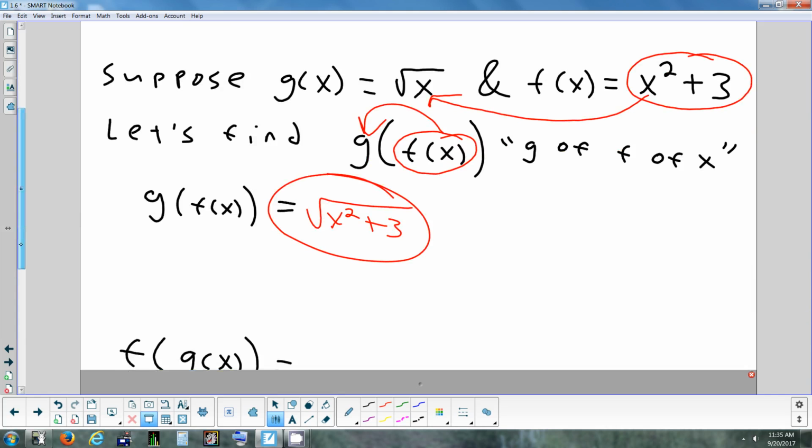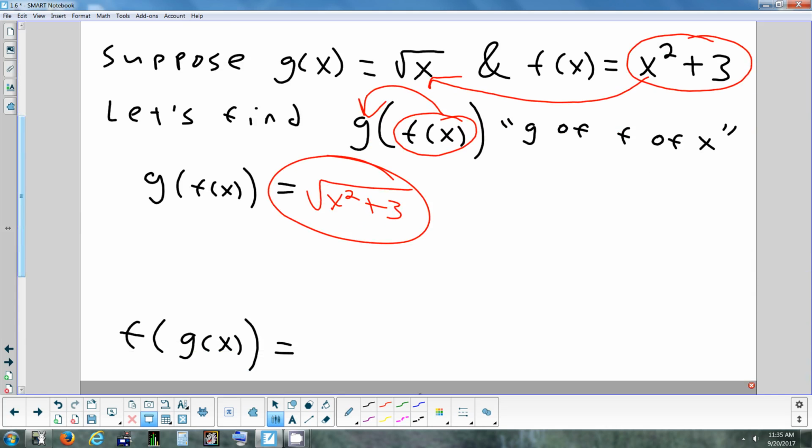Okay, let's try it the other way around. Anyone think they could tell me what f of g of x would be? Mina? The square root of x. What else? Because now you're taking this x and putting it right there. x squared plus 3. Yep, the square root of x squared plus 3. Because now you're taking what they give you for g and filling it into function f.